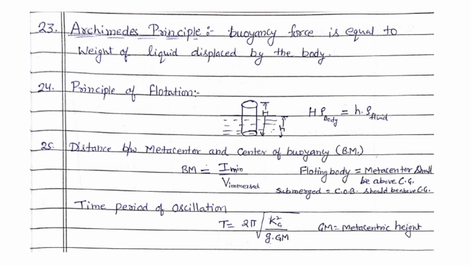Then the time period of oscillation. As I have already told you, metacenter is the point about which the body oscillates, then the time period will be 2 pi under root kG square divided by small g multiplied by GM, where GM is the metacentric height, small g is the acceleration due to gravity, and kG is the radius of gyration.